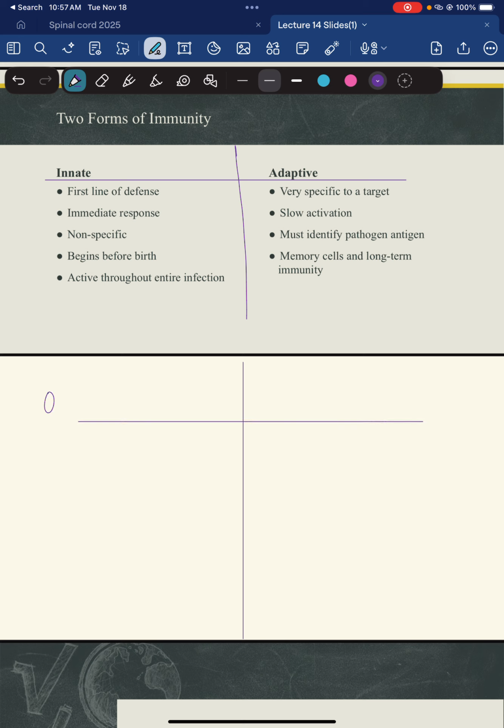All right, so our innate is our first line. This is what's known as the immediate defense. And these are just things that are always there helping protect you from bacteria. Simple as your skin and the oils on your skin. So we'll go through all of these examples. This begins before birth. It's always active. So immediately when a pathogen hits, it is active and it's ready to go. While the infection and the disease persists, it's still working. All right, so this is always on.